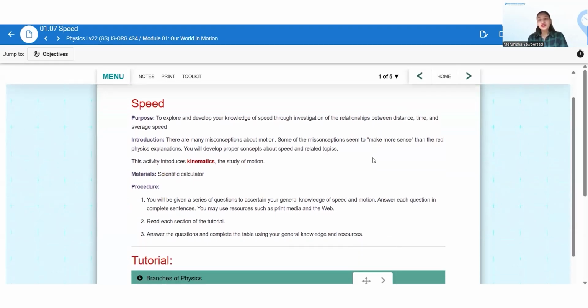Anytime someone says speed to me, I think of the Flash. So right now, we're not going to talk about the Flash.